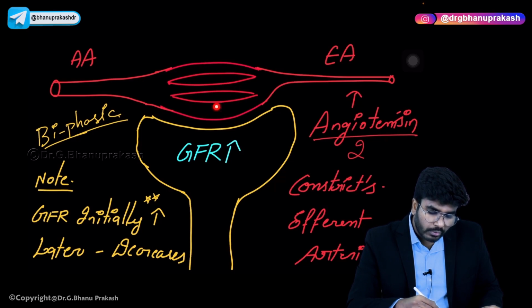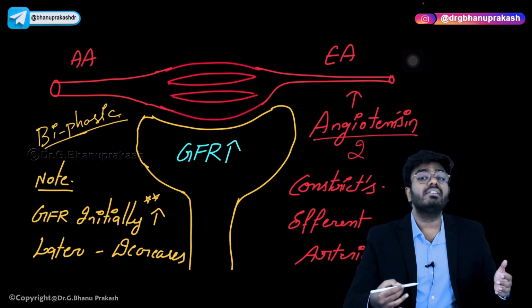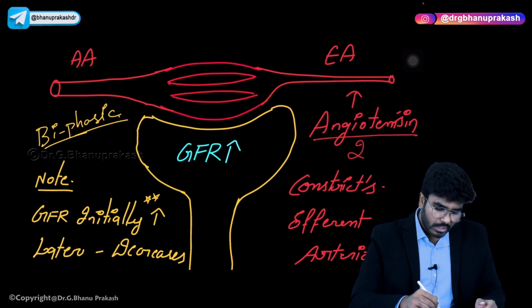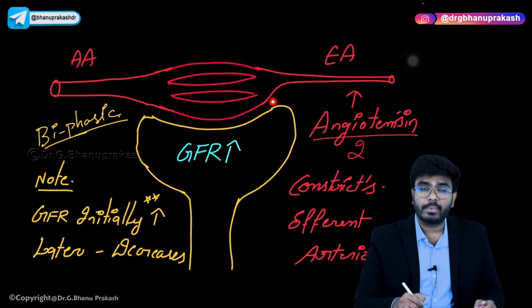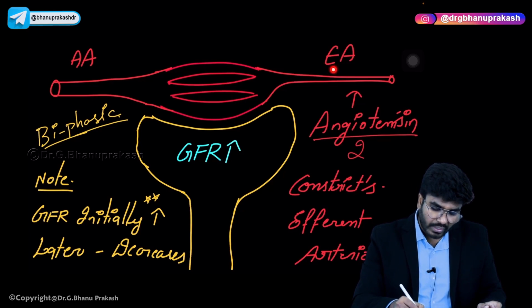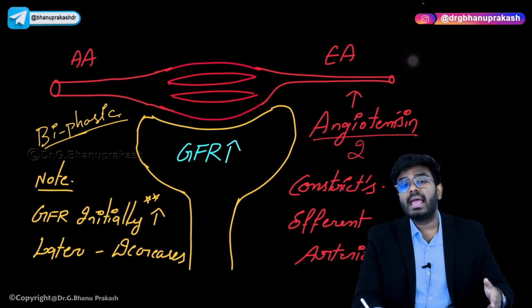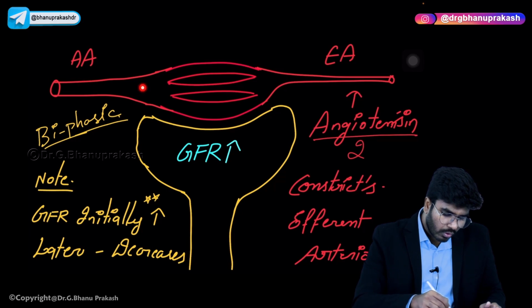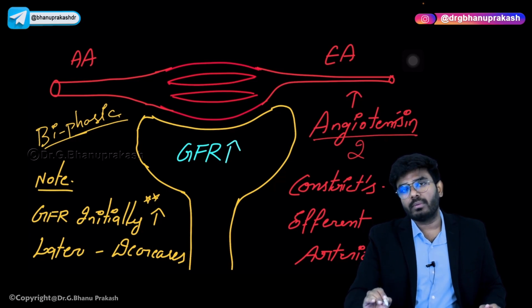When the plasma is accumulating in the glomerular capillaries, it will generate more pressure. Initially they will generate more pressure, so more filtration will happen because blood doesn't have any way to go out. So here more filtration will happen. So initially if you constrict efferent arterioles, what will happen? GFR will be increased. But as time passes, whenever there is more pressure in this area, blood flow coming to this area will also be decreased. So what happens? In the later part, GFR will be decreased.